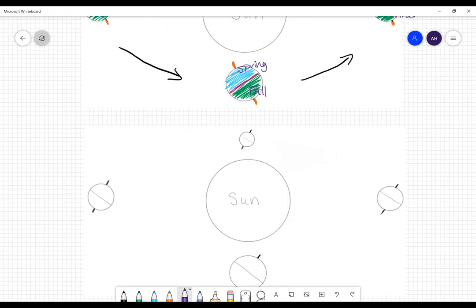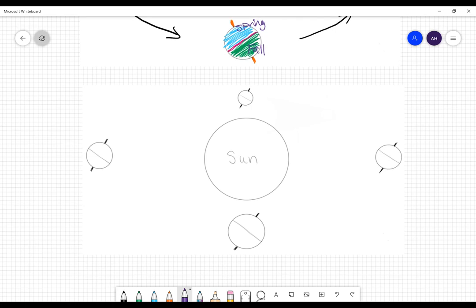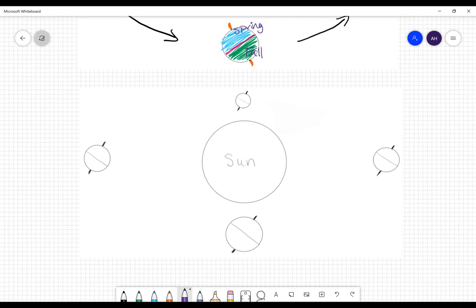All right, so I am going to go ahead and color code this just like I did for the other diagram. So I'm going to start out, just because I have my orange pen, with Earth's axis. So I'm going to color Earth's axis orange.